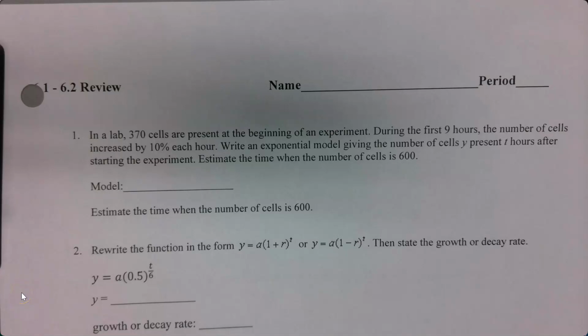In this video, I'm going to be going through the 6.1 to 6.2 quiz review. Number 1 says, in a lab, 370 cells are present at the beginning of an experiment. During the first 9 hours, the number of cells increased by 10% each hour. Write an exponential model giving the number of cells present t hours after starting the experiment. Estimate the time when the number of cells is 600.